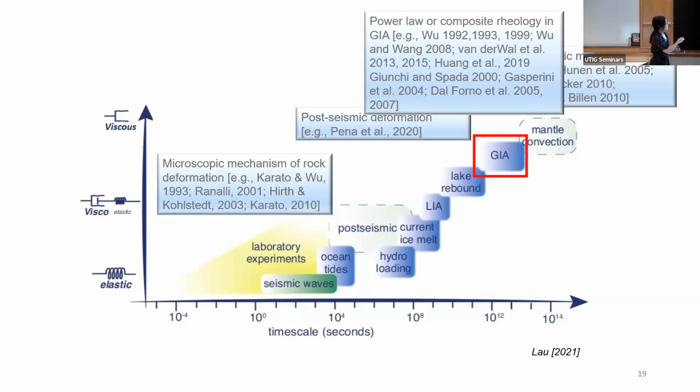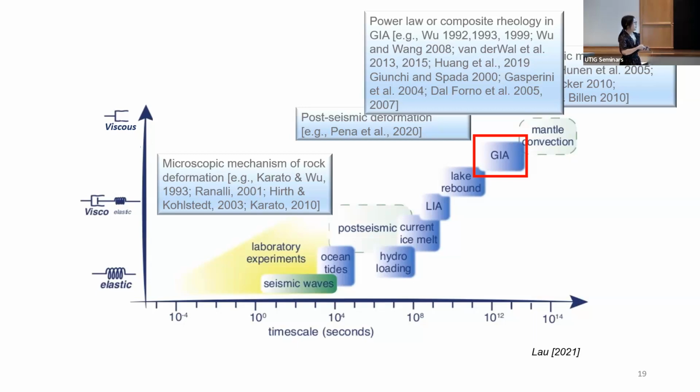So you can say people in different groups use power law or composite rheology in GIA to explore these nonlinear effects. But we found all of those GIA studies with nonlinear rheology try to include those nonlinear effects to get a better fit to the data.